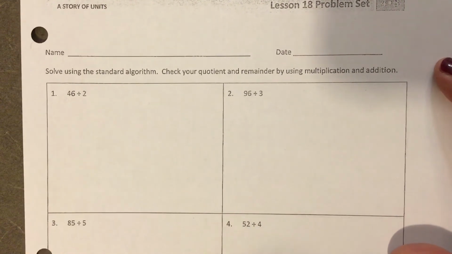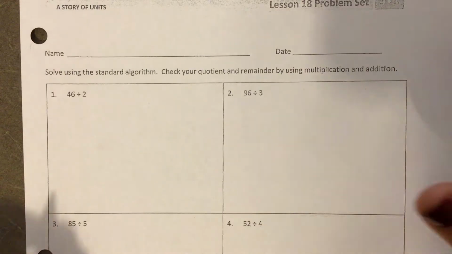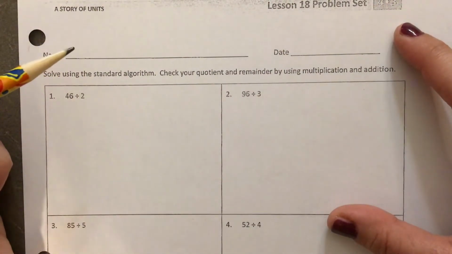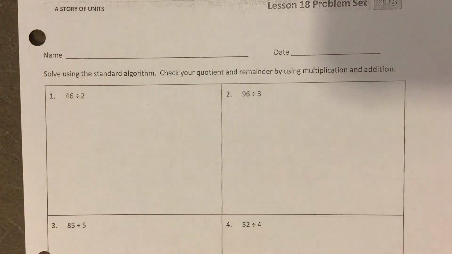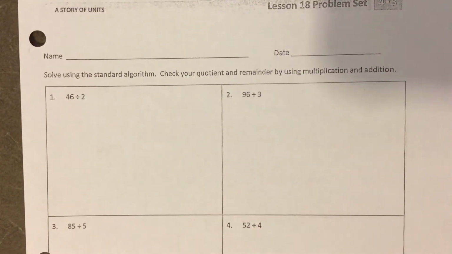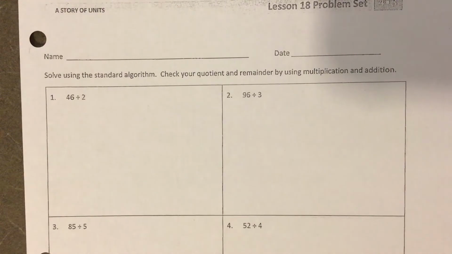Remember, a quotient is the answer to a division problem. All right, so let's read the problem set. It says, solve using the standard algorithm. Check your quotient and remainder by using multiplication and addition. If you remember, we've talked about how there are two different strategies you can use. You can use partial quotient or you can use the standard algorithm. So this one is actually asking you to use the standard algorithm.